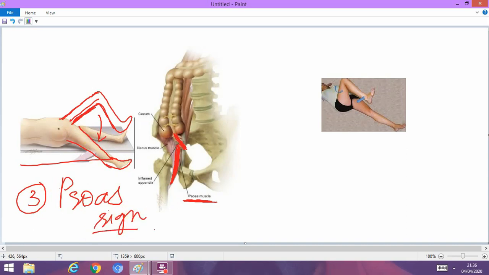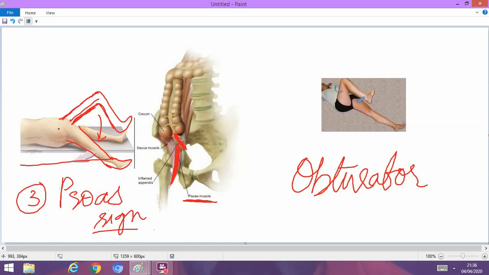Similarly, there is another muscle that is attached to the hip bone, and that is the obturator muscle. The obturator muscle also gives a sign. The patient experiences pain when you flex the leg and then move the hip joint inwards. When you do that, the patient experiences pain, and it elicits that the appendix and the infection lie somewhat close to the obturator muscle. This is also a very telltale sign of appendicitis.